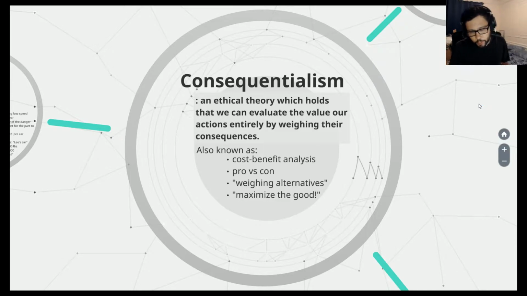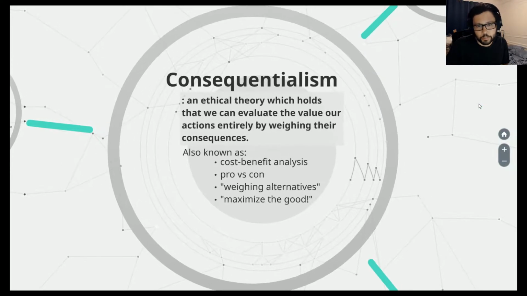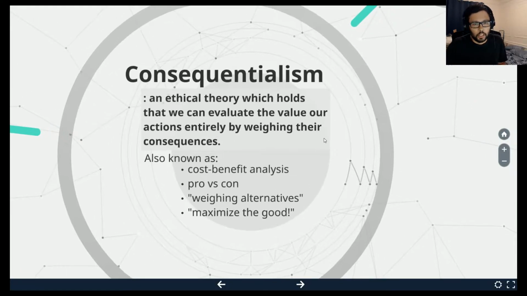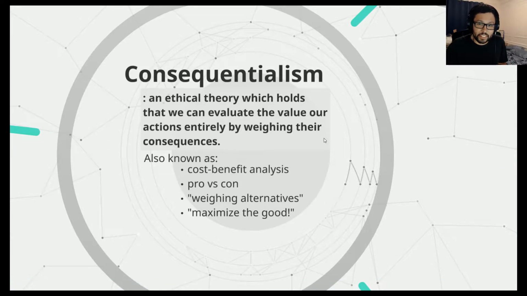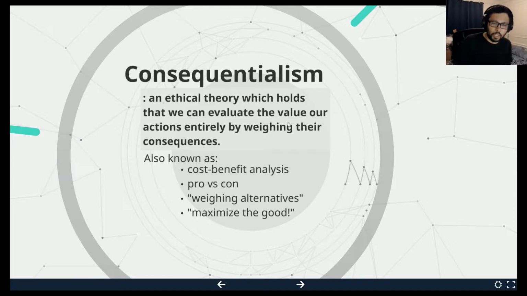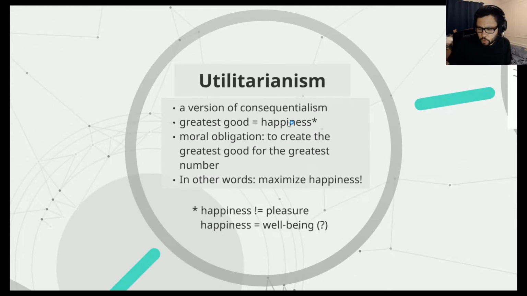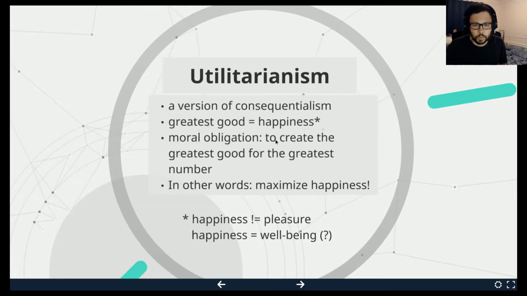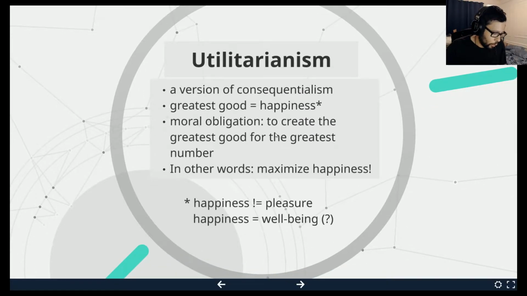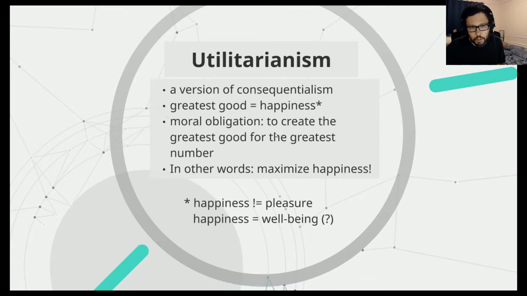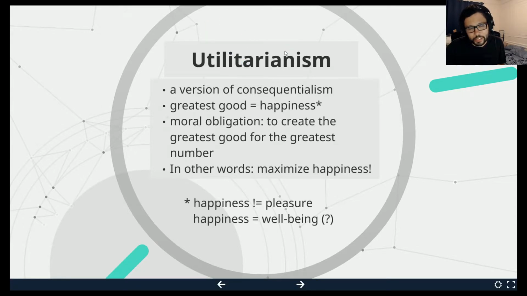Means-ends reasoning, or instrumental reasoning, sometimes called Machiavellian reasoning. The ends justify the means. This is also a kind of consequentialism. Doing bad things for the sake of their consequences is a kind of consequentialism, and we'll see cases like this. But the most common version of consequentialism, most philosophers who identify as consequentialists will also identify as utilitarians.